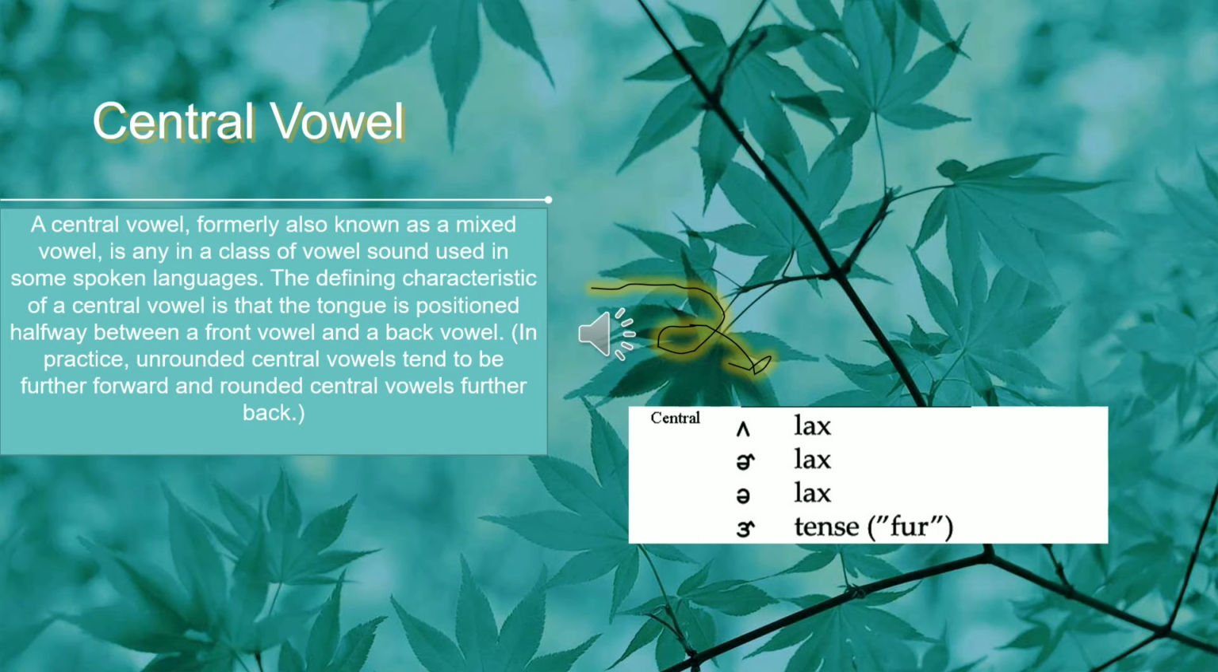Central vowel. Central vowel, formerly also known as mixed vowel, is any vowel sound used in some spoken languages. The defining characteristic of a central vowel is that the tongue is positioned halfway between a front vowel and a back vowel. In practice, unrounded central vowels tend to be further forward and rounded central vowels further back. The example: ə, ɜ.